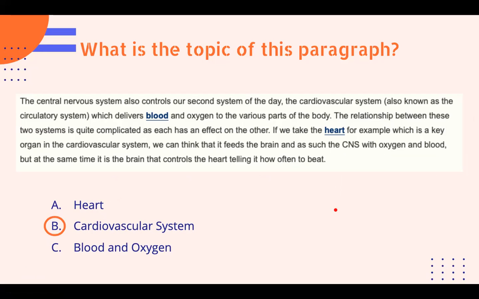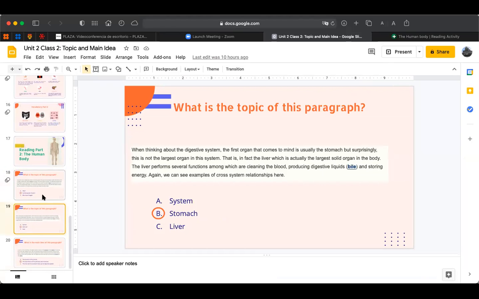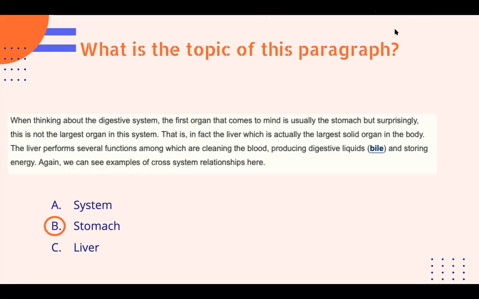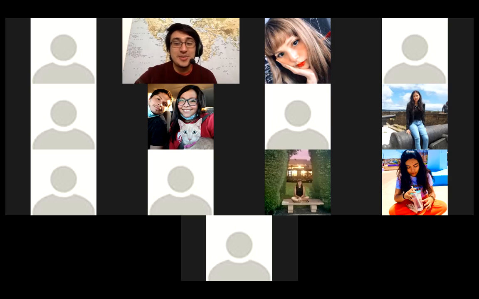Oh, come on. Bueno, ya no le puse la animación. Ninguno de los otros dos tiene animación. Okay, the answer is there, but the topic of this paragraph is the stomach. It's talking about the digestive system. Y voy a dejar de compartir porque voy a arreglar la última, porque la última tampoco tiene la animación. Denme un segundito. Okay. Now, so yes, the stomach is the topic for this one.